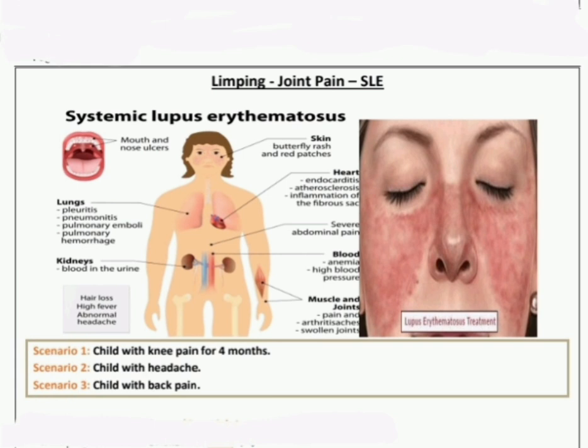So N for neurologic, that is psychosis developing. Remember, that is the SLE classification criteria for systemic lupus erythematosus. Requirement: more than or equal to 4 criteria, at least 1 clinical and 1 laboratory criterion, or biopsy proven lupus nephritis with positive ANA or anti-DNA.